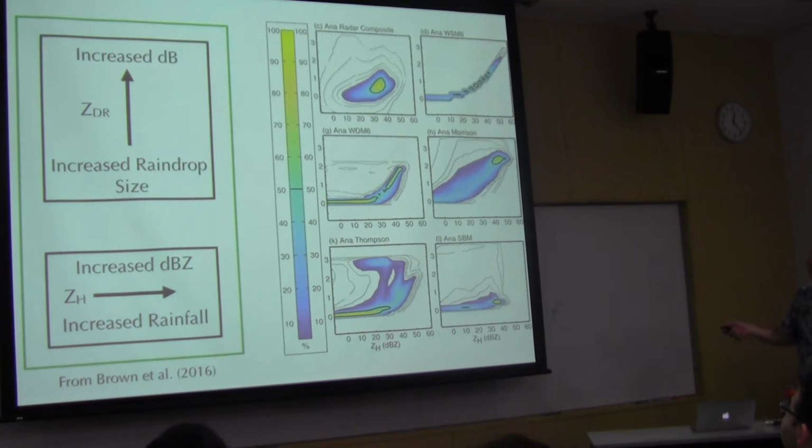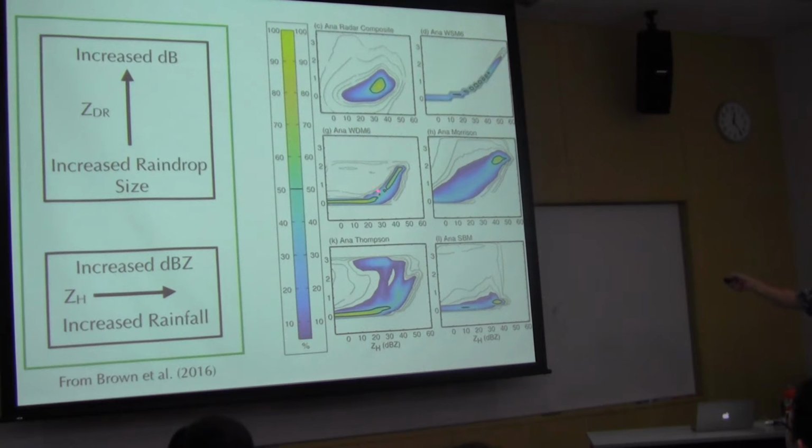If you look at a statistical distribution, this is a PDF of ZDR and Z here. The yellow color here is the peak frequency of radar echoes. The black is the 50% contour. So you can see the radar composite is sort of maximized around 1 dB and about 35 dBZ. But look how bad some of the microphysics are. This is the single moment. It cannot represent the breadth of the distribution at all. The only way it can make more rain is by making the drops bigger, right? Because it has only 1 degree of freedom.